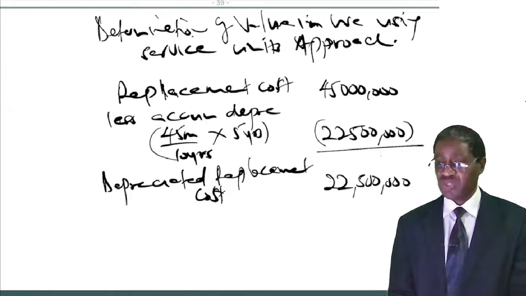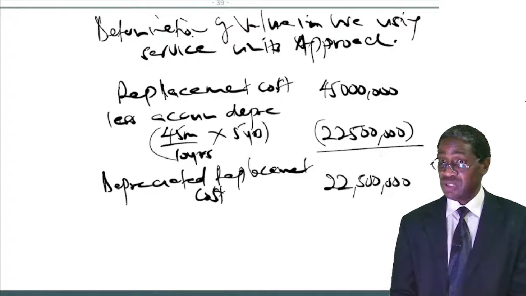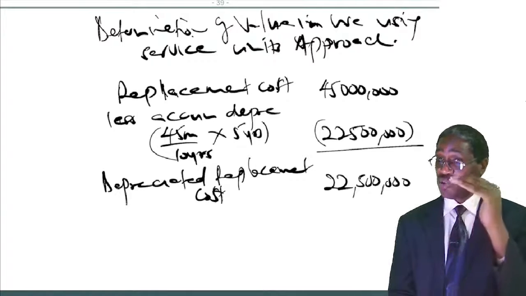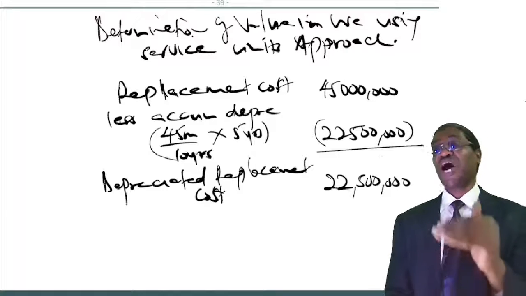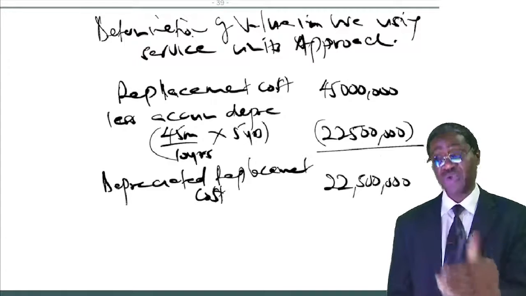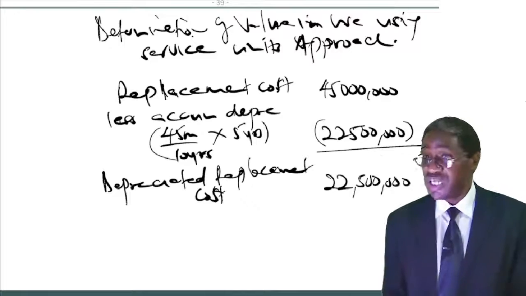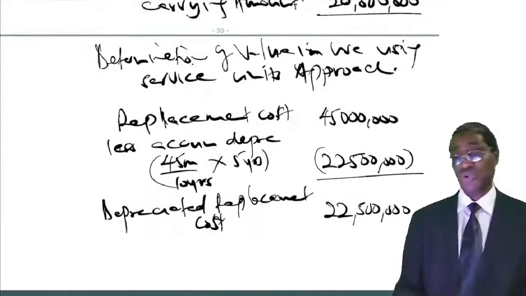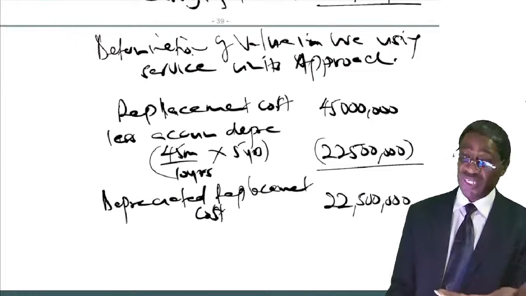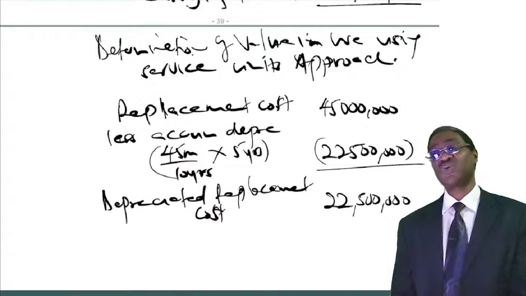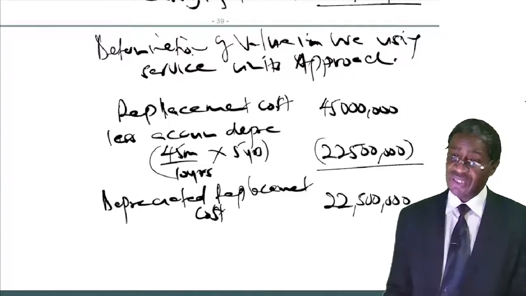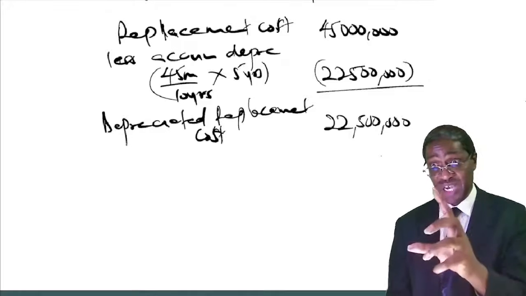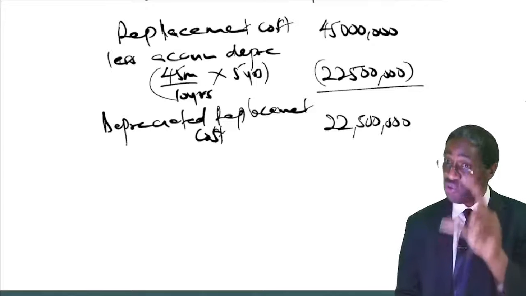After that, you now ask yourself, which method are we using? Once you compute the depreciated replacement cost, ask yourself from the question, which method are we using? Are we using the depreciated replacement cost? If yes, check, has it suffered? No. Carrying amount is 20. Value in use would have been 22,500, and it has not suffered. But we are not using the depreciated replacement cost. We are using the service unit approach.